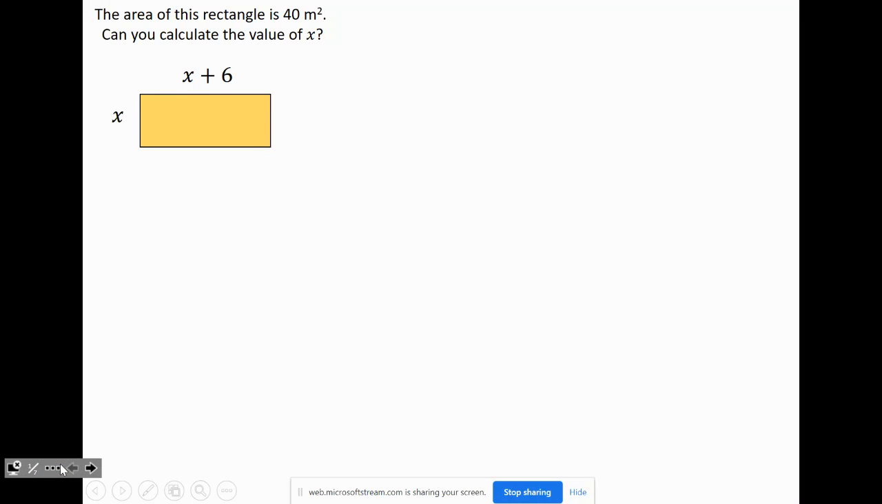The area of this rectangle is 40 meters squared. Could we calculate the value of x? Pause the video now to have a think about that.